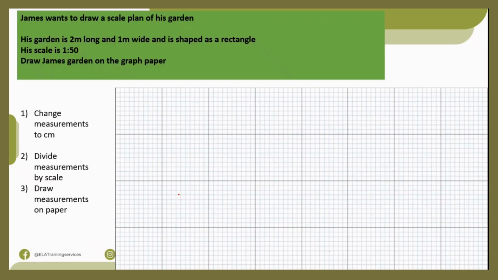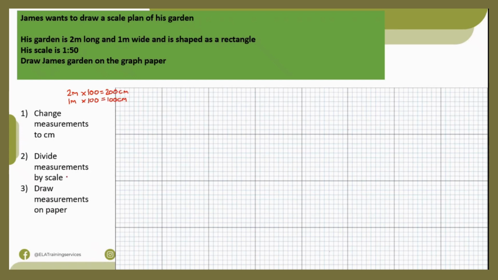So let's have a look at an example question. So the graph paper here has just been blown up, so it's easy for you guys to see. It'll obviously be smaller on the day on your exam. James wants to draw a scale plan of his garden. His garden is 2 metres long and 1 metre wide and is shaped as a rectangle. His scale is 1 to 50. Draw James's garden on the graph paper. So first we're going to change our measurements to centimetres, and we've got 2 metres and 1 metre. So to change to centimetres, we're going to multiply by 100, which gives us 200 centimetres and 100 centimetres.